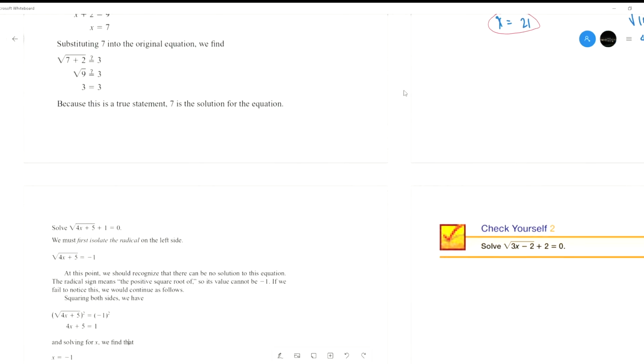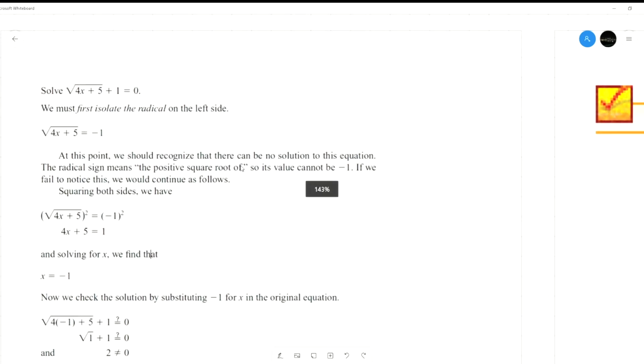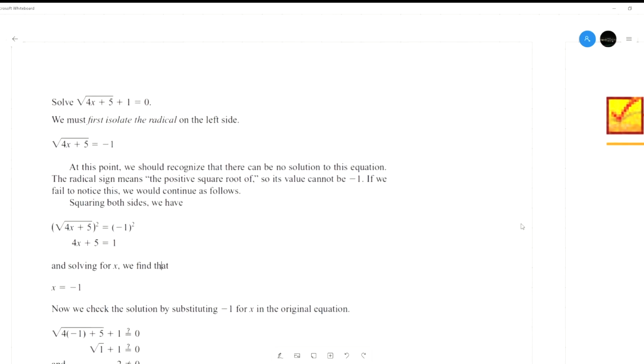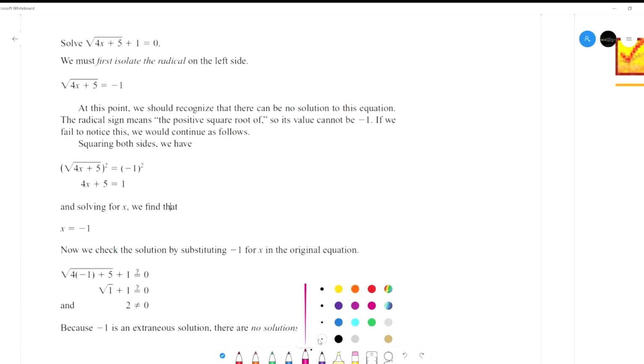All right, let's move on. Do some more. We have to solve the square root of 4x plus 5, plus 1, is equal to 0. Now this is an interesting problem. Before you square both sides, we want to isolate the radical by itself on the left-hand side.